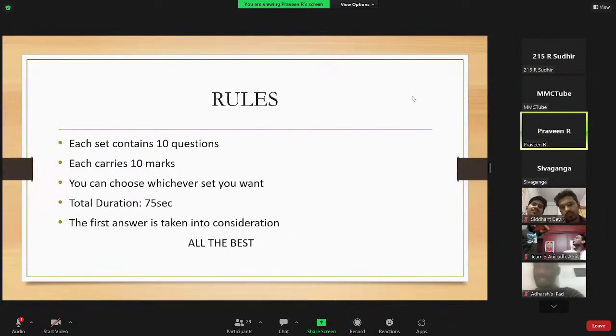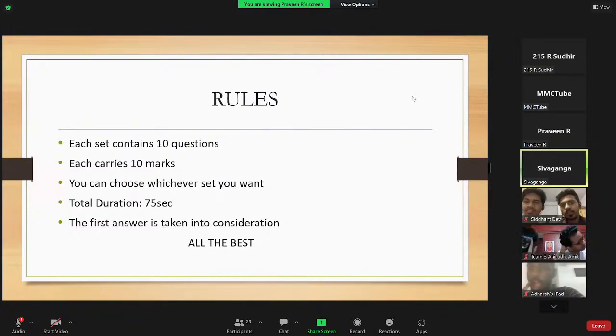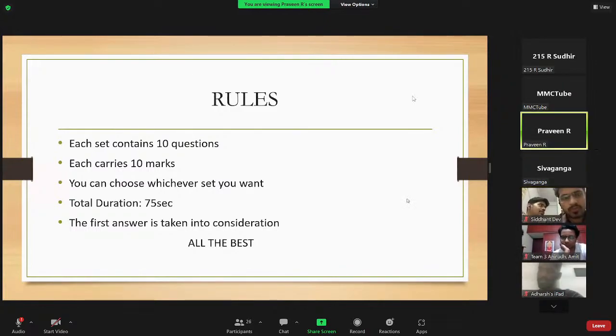Okay. Here are the rules. Each set has 10 questions. Each carries 10 marks. You can choose which one, and the total duration is 75 seconds. You have to answer within 75 seconds, that is 1 minute 15 seconds. The first answer given is taken into consideration. Rules are clear, right? Okay, move to the next slide. Hyperlink slide.